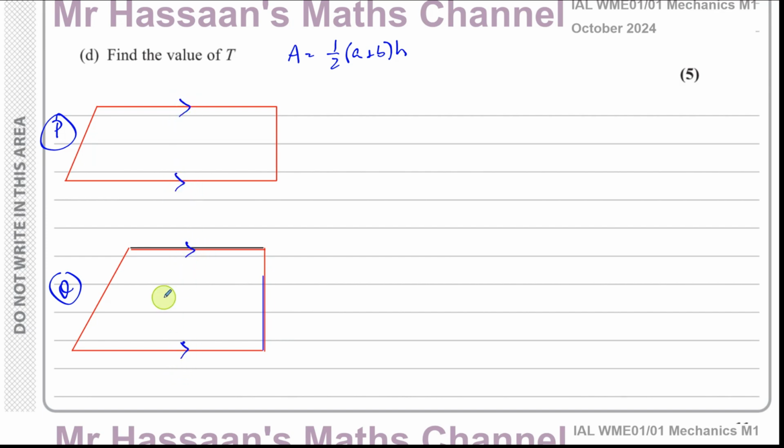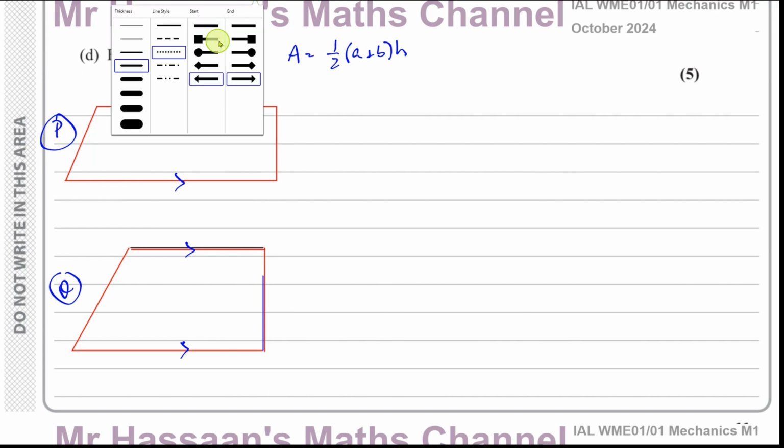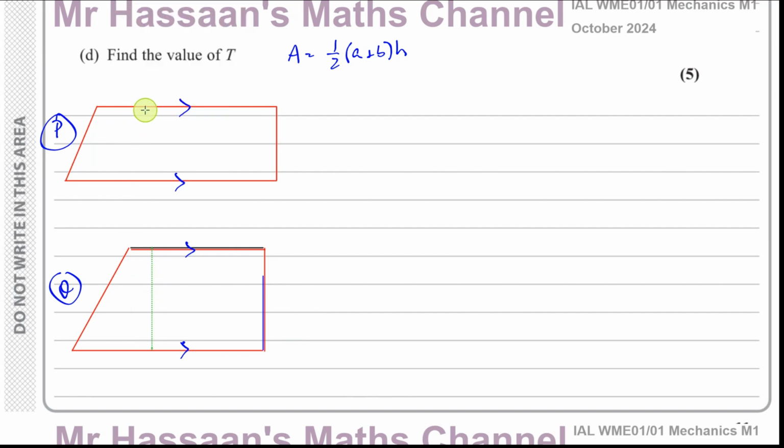Okay, the distance between them, which would be basically this. That's the distance between the parallel sides. They're not going to be the same here. And we know that it's the perpendicular distance between them. And we also know that A and B are the lengths of the two parallel sides. So these would be A's and B's for each of these two trapeziums.